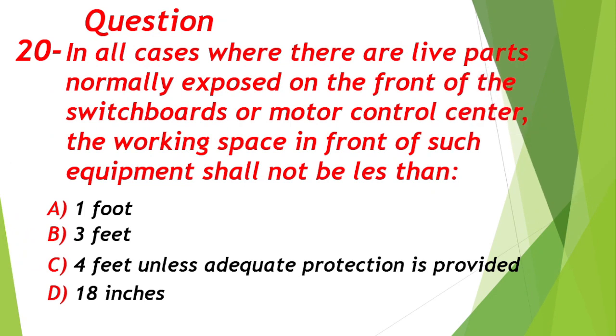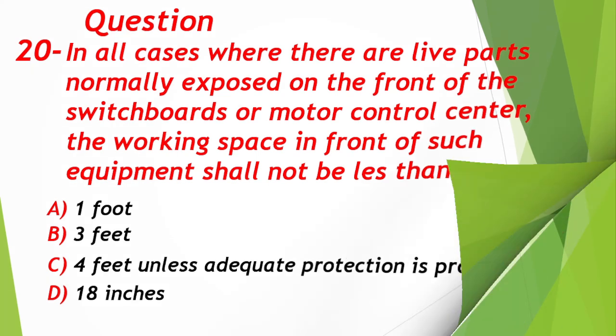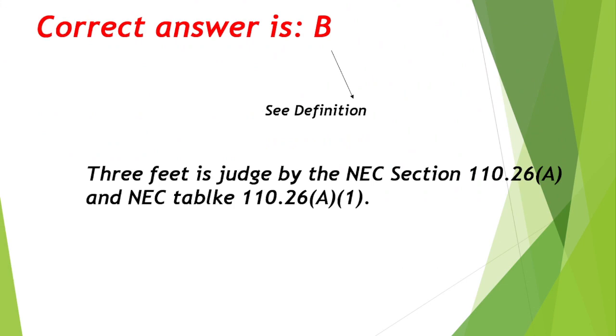Next, question number 20. In all cases where there are live parts normally exposed on the front of the switchboard or motor control center, the working space in front of such equipment shall not be less than A. 1 foot, B. 3 feet, C. 4 feet unless adequate protection is provided, D. 18 inches. Correct answer is B. See the definition.